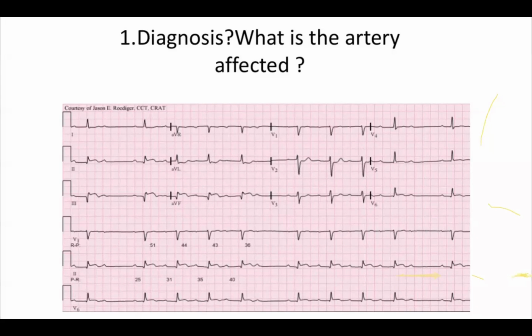So anyone can comment. 2, 3, aVF ST elevations, very good. More suggestive of inferior STEMI. The affected artery, complete occlusion of the right coronary artery. Very good. So you have mentioned that there's ST elevations in 2, 3, aVF, and so the possible culprit vessel would be the right coronary artery. What else do you see?